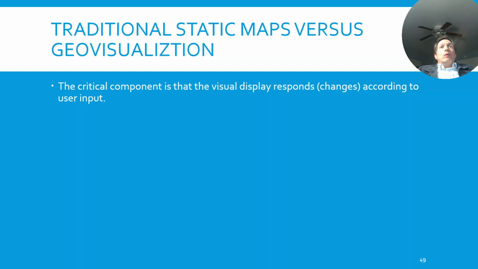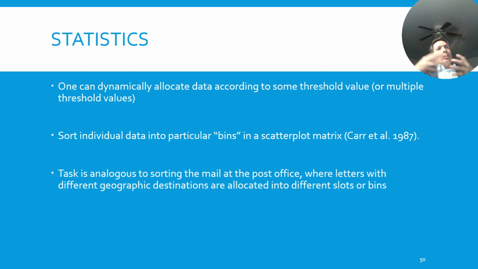Then basically the most important thing when we compare the traditional static maps versus geovisualization is that a geovisualization is going to respond to that user input. Basically, it's an interface, as I was mentioning before. We have an input and then we have a response. Also, we can do statistics and dynamically allocate data based on some thresholds or values. We can sort data in different bins and create scatter plots or metrics of that data.